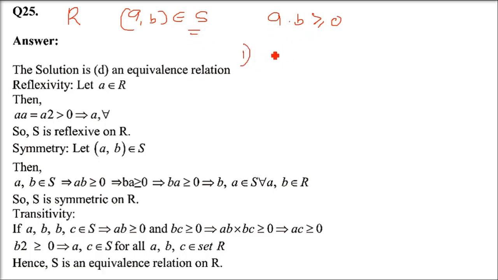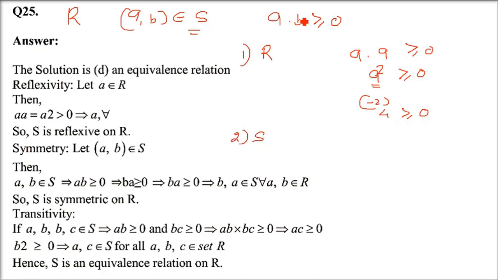Let us start with reflexive. Reflexive, we just replace B by A. So this is A dot B, I am replacing by A, and this is A square now. And A square, the square of any number, is always greater than or equal to 0, because A is a real number. If I put minus 2, for example, it is 4. So negative will become positive. It is always greater than or equal to 0.